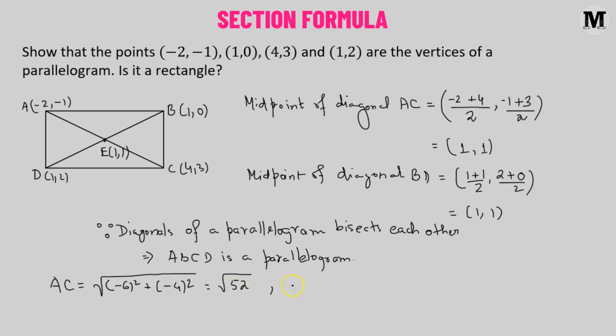Now we will find the length BD, again by using the distance formula. So we have the square root, and underneath the square root we have the difference of the x coordinates. So that's 0. Added to the difference of the y coordinates. So that's 2 squared. So this gives us a value of 2.